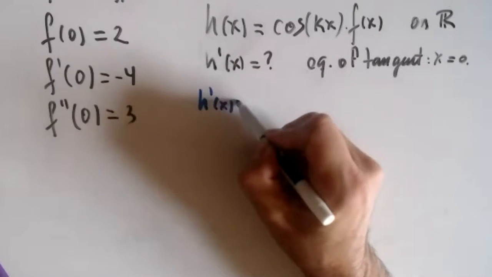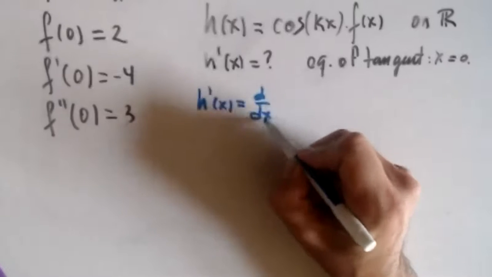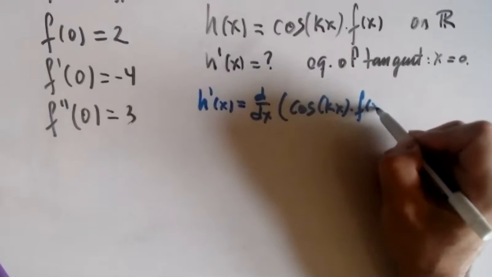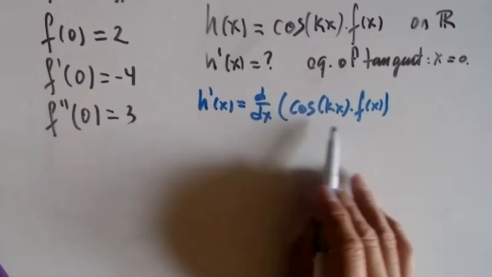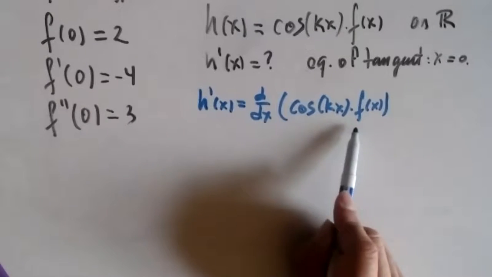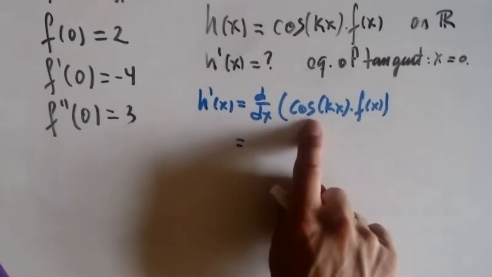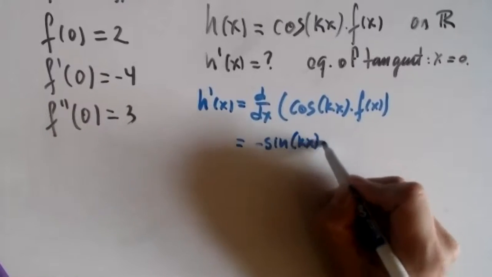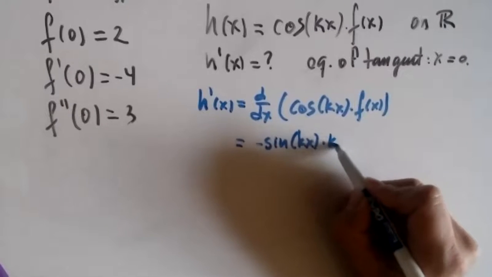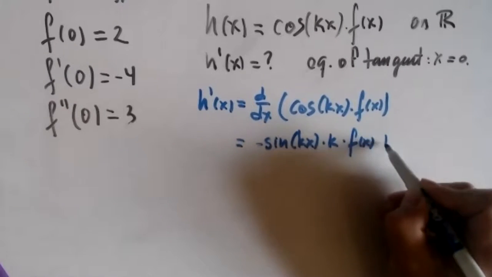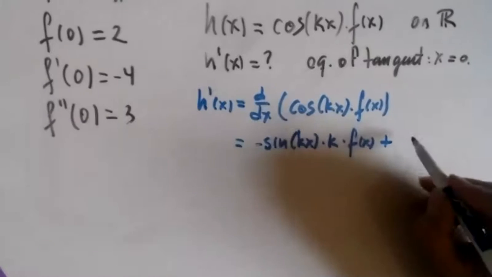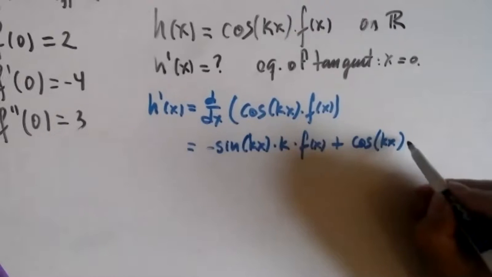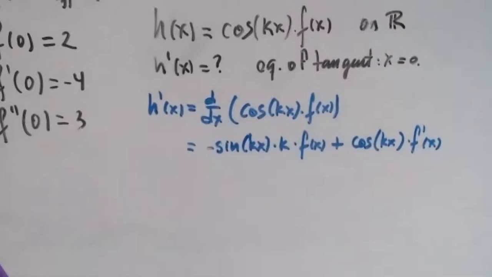H prime of x is the derivative with respect to x of cosine of kx times f of x. Then I have to use the properties of derivatives. This is a product, so it's going to be the derivative of the first one, negative sine of kx, the derivative of kx is k, times f of x, plus this one times the derivative of the second one. So it's going to be cosine kx times f prime of x, correct?